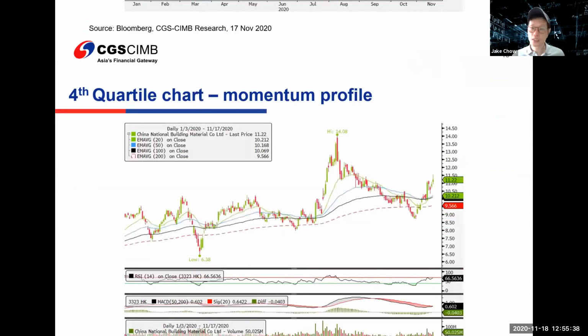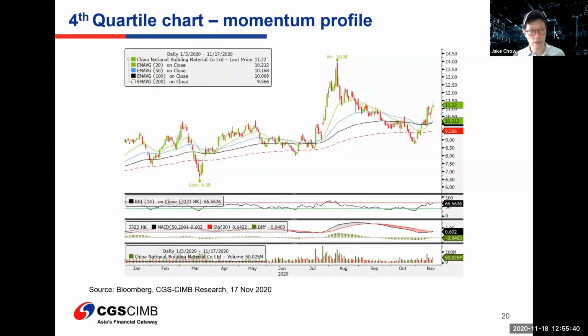Ouch. And this is the momentum profile in the fourth quartile. You can see the gradient of the slopes from left to right are a little bit flatter, and the price action tends to hug around the exponential move, tends to hug around the moving average, and usually will mean revert to the 200 days EMA.